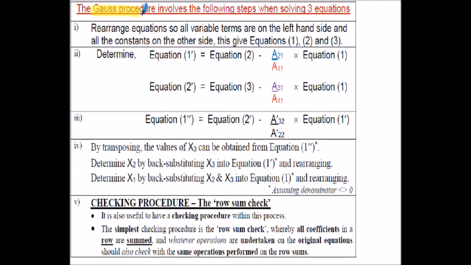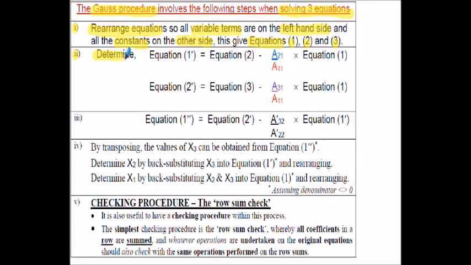So the table on this slide shows the Gaussian procedure required when solving three linear simultaneous equations. Step 1. We're going to rearrange the equations so that all the variables, that's the x terms, are on the left hand side and all the constants, the pure numbers, are on the right hand side. This gives the equations 1, 2 and 3.